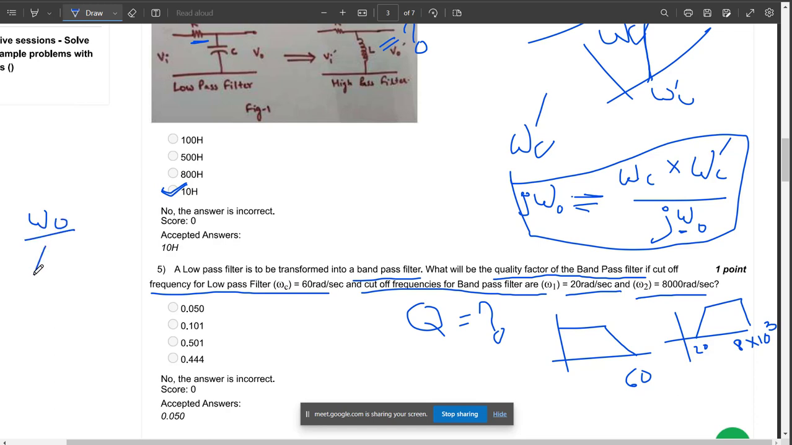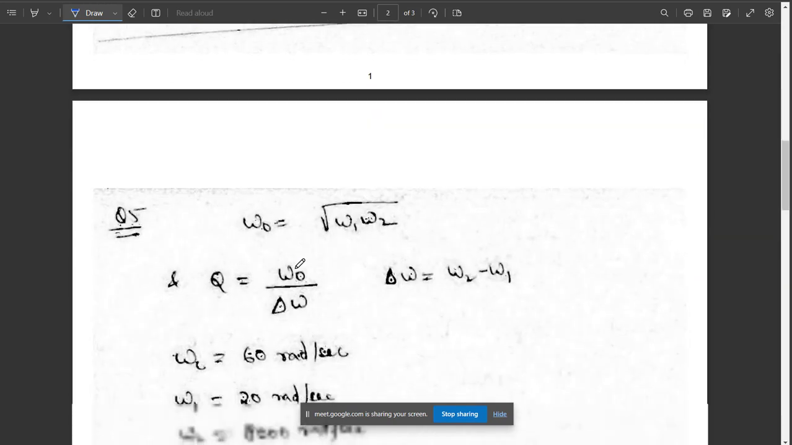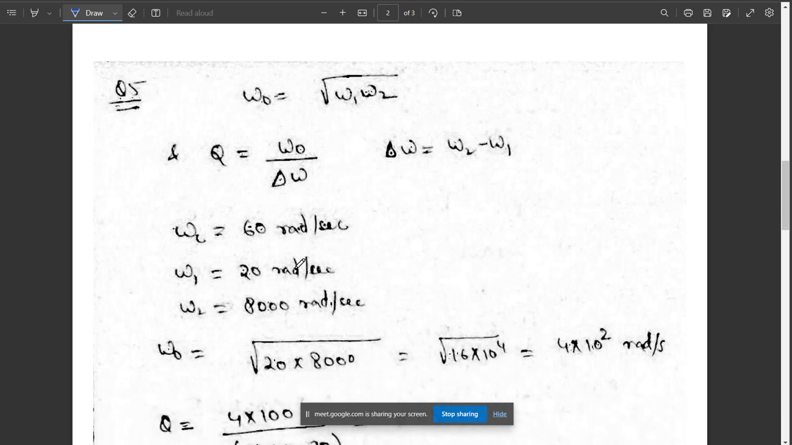Yes, correct. So you put it in the formula the value of omega naught, which is the GM of omega 1 and omega 2, and delta omega is the difference between omega 1 and omega 2, right? Yes, ma'am. Okay.